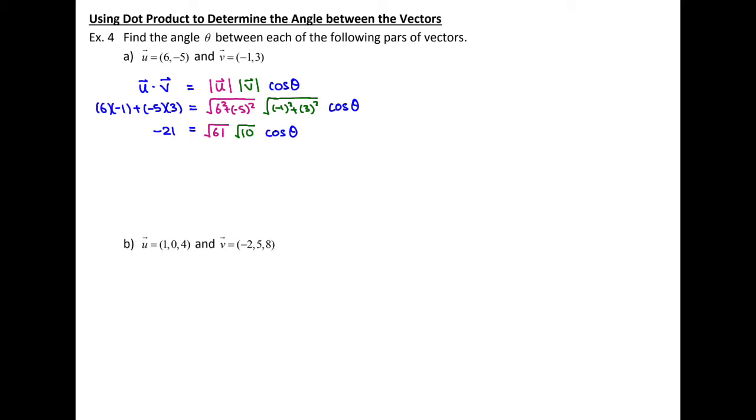Since we want to find theta, we have to isolate for cosine theta. We divide by square root of 61 and square root of 10 on both sides. Now we're going to have this. Then we're going to take the cos inverse to find theta. So theta is approximately 148.24 degrees.